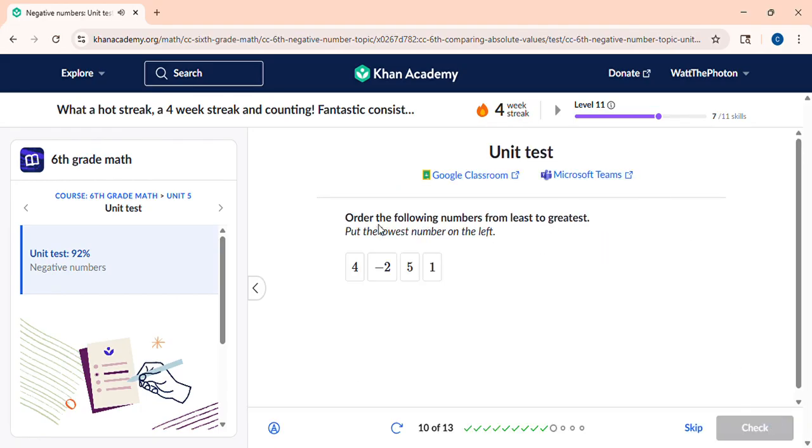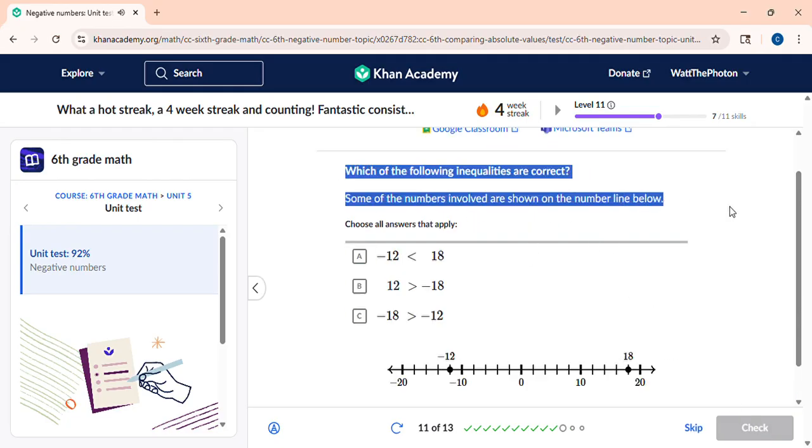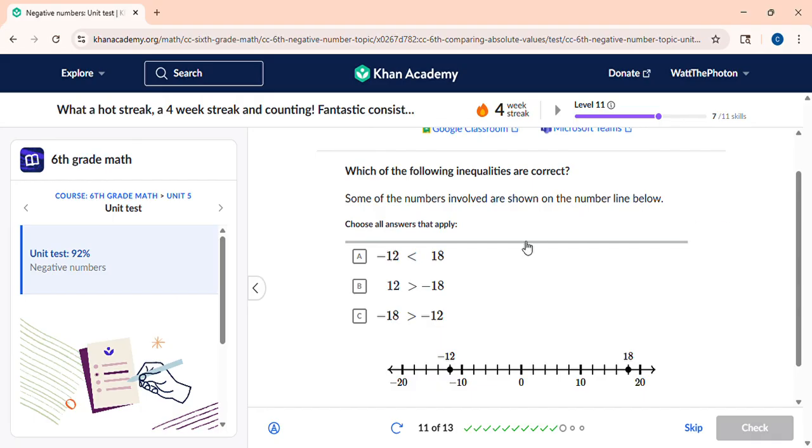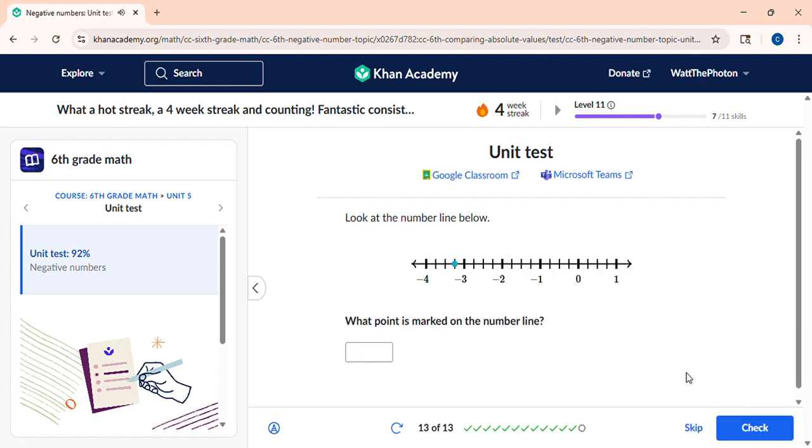Yay. It's the lowest number on the left. Seems right. Here we go. Which of the following are correct? That's correct. That's correct. C is not correct. But the least number on the left. See, so 1/2, -2, -4, 1. There we go.